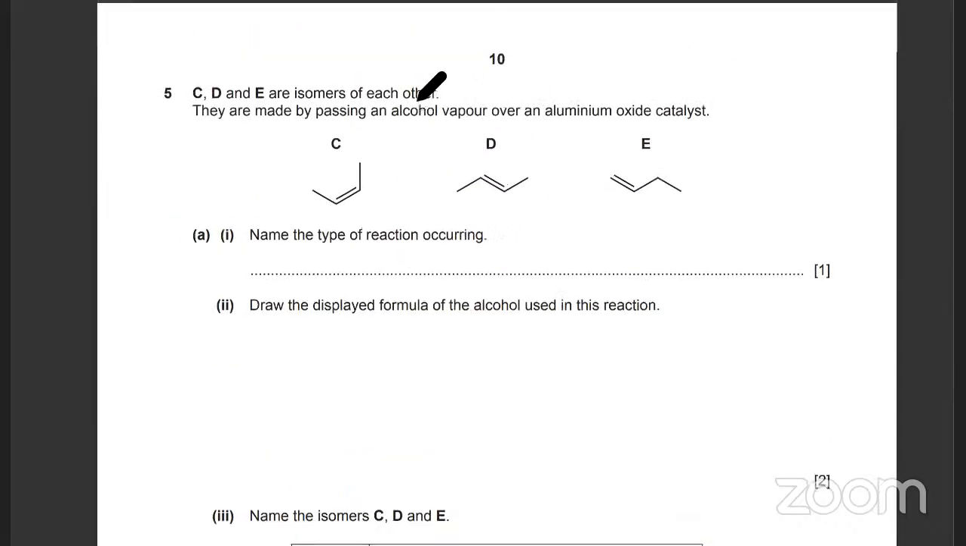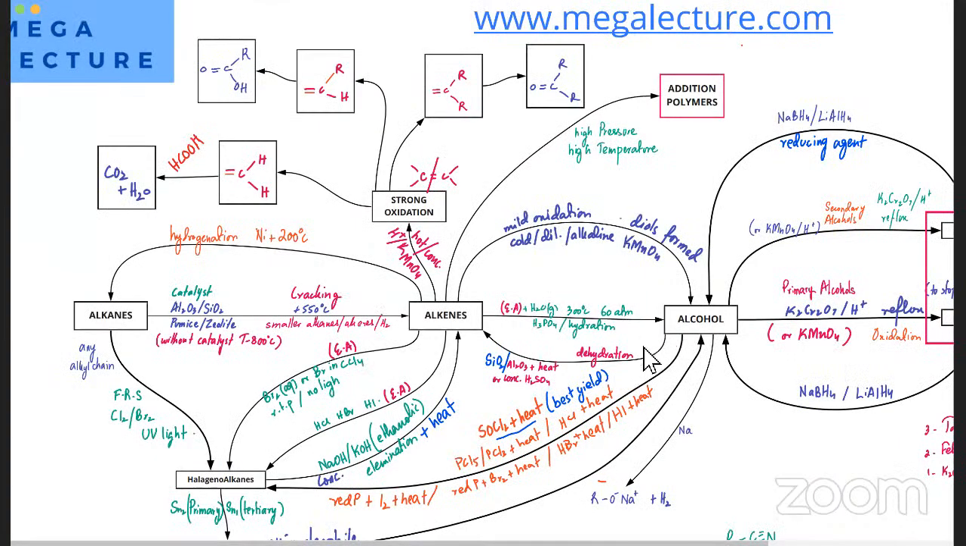So we've got C, D and E, which are isomers of each other. They are made by passing an alcohol vapor over an aluminium oxide catalyst. So alcohol with aluminium oxide, what reaction is this? This is going to form an alkene. You've got an alcohol, it's dehydration. If you heat it with Al2O3, it's going to form an alkene.